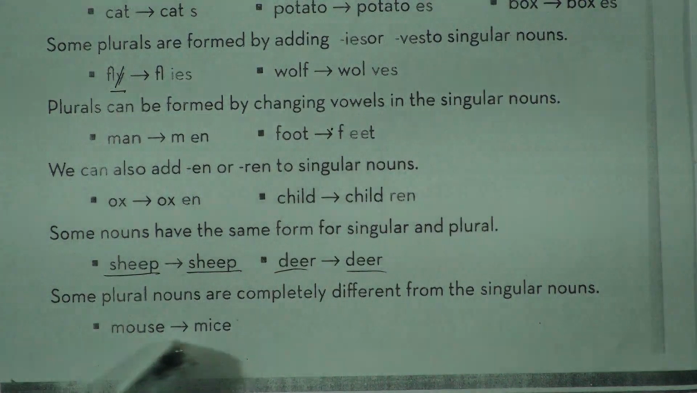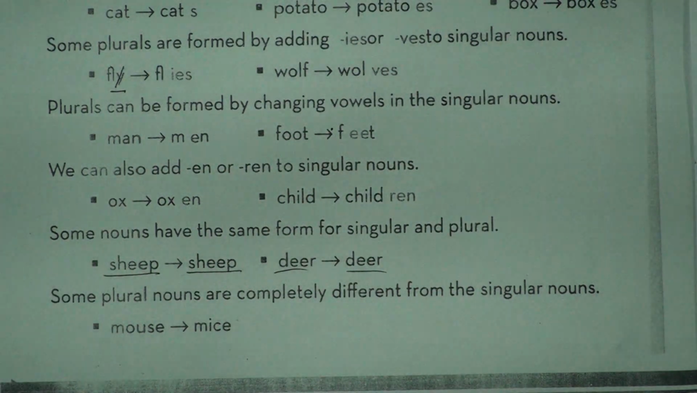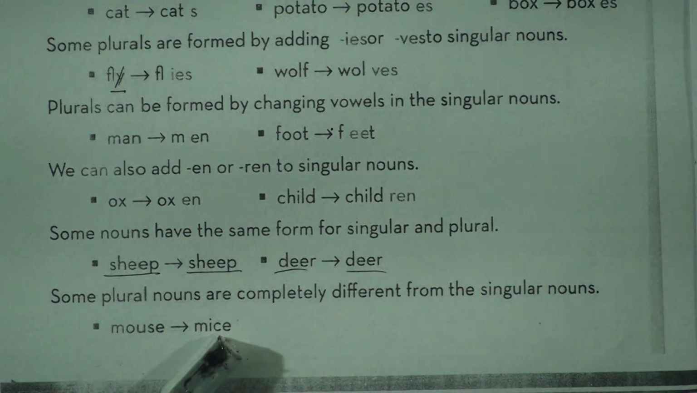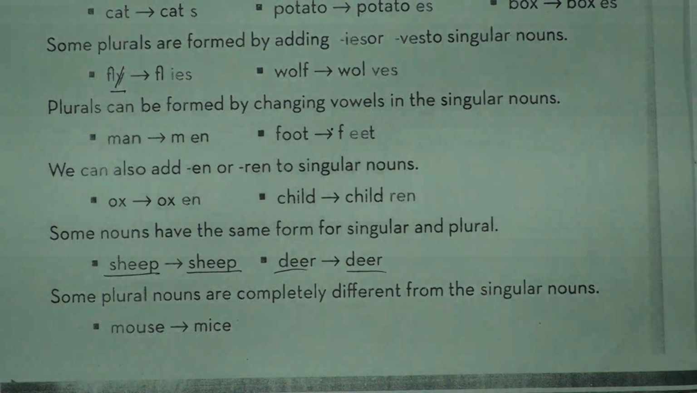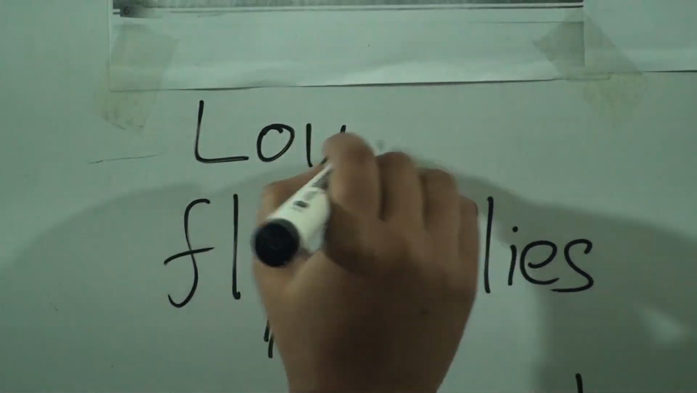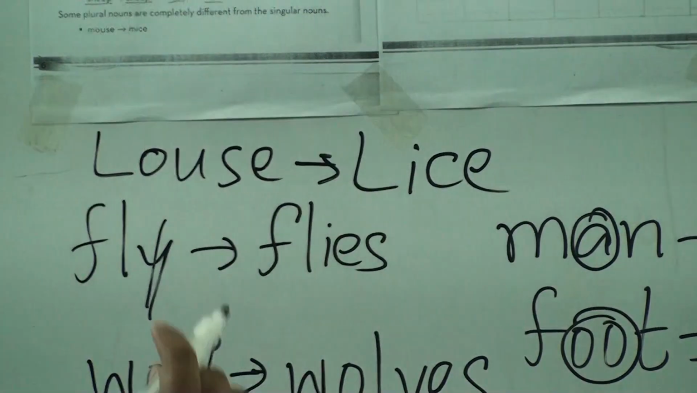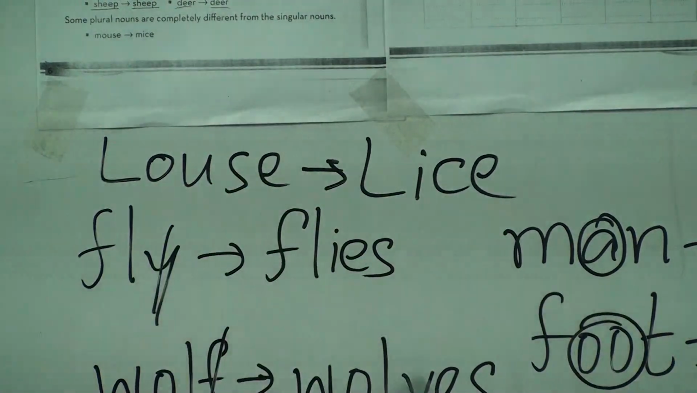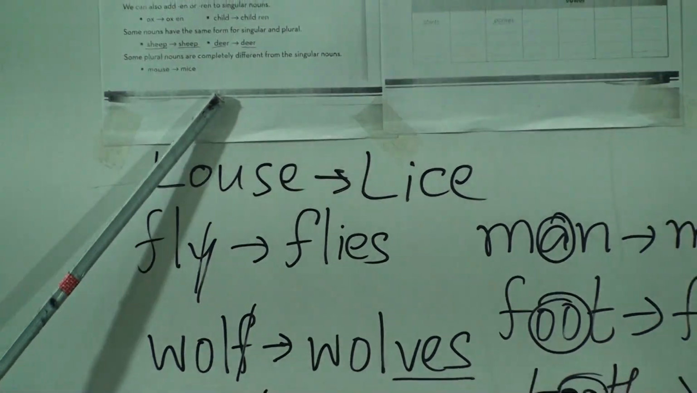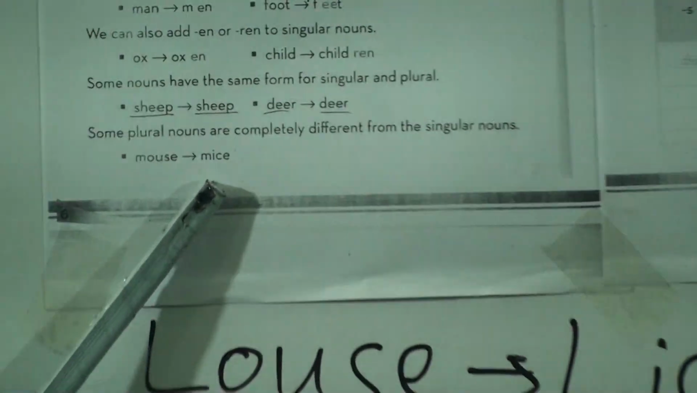Some plural nouns are completely different from the singular nouns. What are they? Look, mouse, mice. Just like it, we can also write l-o-u-s-e, louse. It can be what? Lice. Now look, completely different words. Mouse, mice. There are two different words. This one is singular and this one is plural.